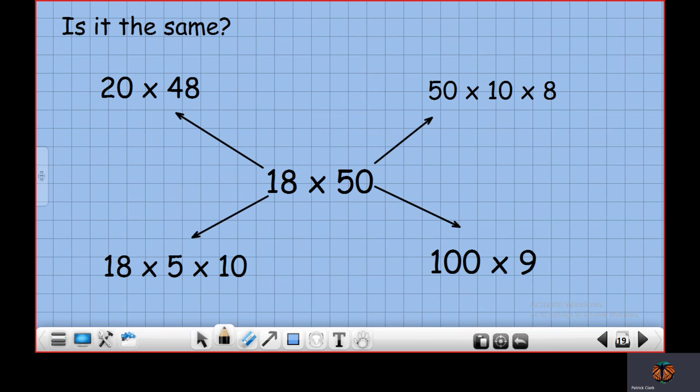Let's move on and see if we can start using this then. Is it the same? What I'd like to do here is I have put 4 questions around the outside of 18 times 50, but not all of them are the same. Can you work out by pausing the video which ones are the same and which ones aren't? Okay, pause the video, and when you're ready, we'll move on.